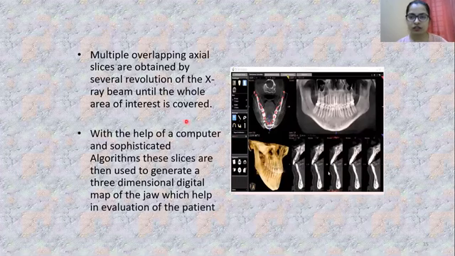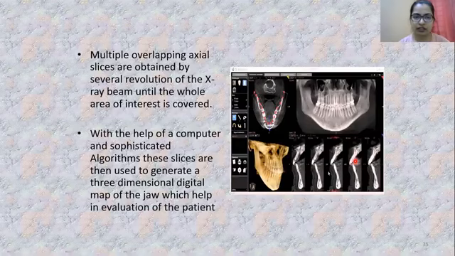This is how the software looks like, and we can cut that particular section and see in detail all the surfaces of that area.